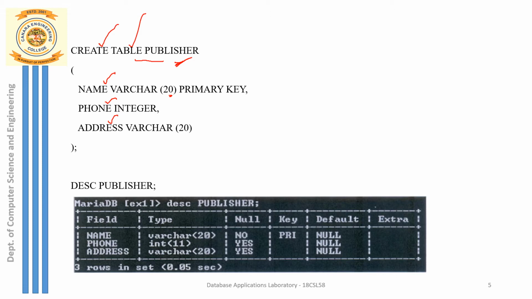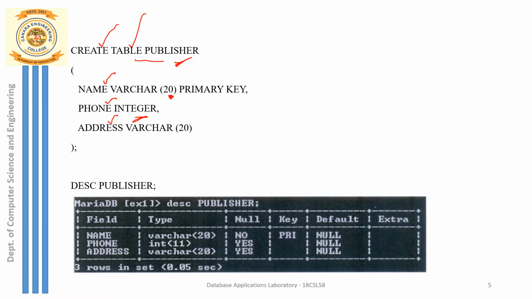The next attribute is phone number, which must be an integer, so I have specified it as integer data type. The next one is address, which is again varchar, and the maximum size is 20. So remember students, always limit the size here to 20. Don't give a very large size because it is unnecessary. Okay, so the table has been created.